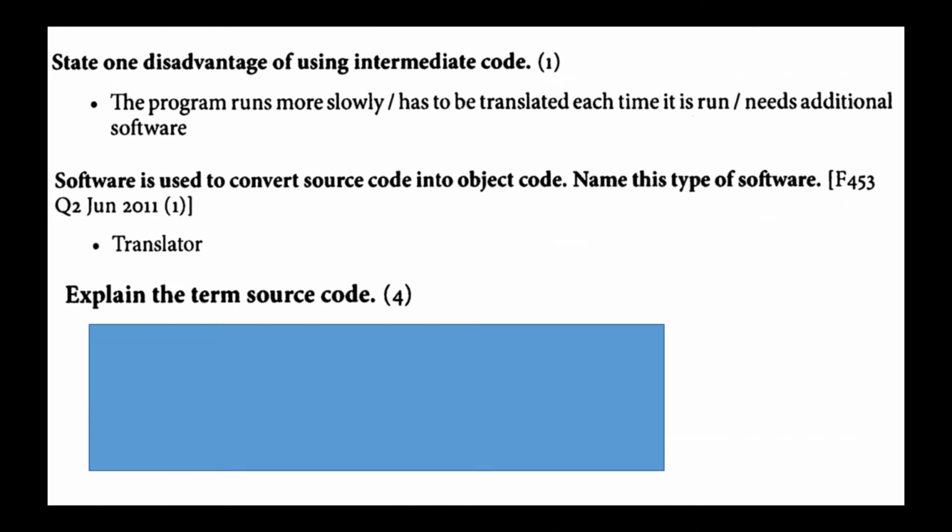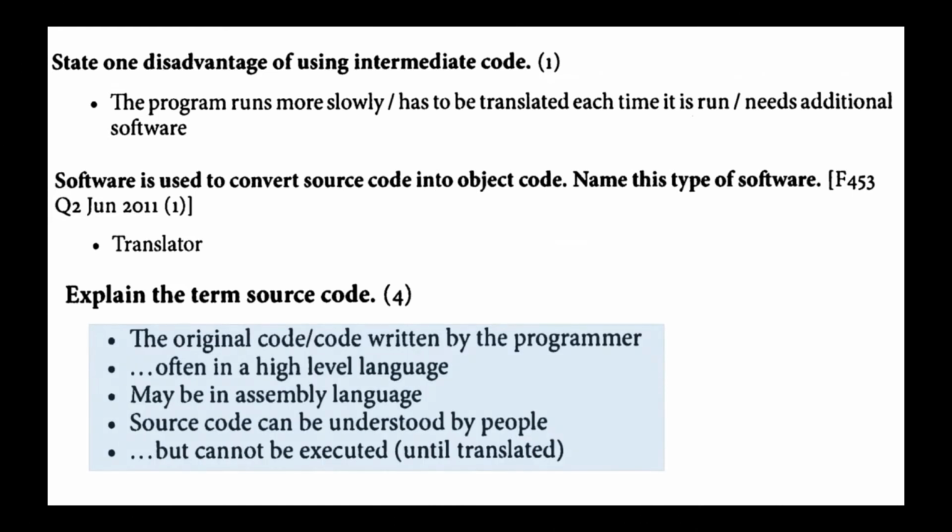Now, explaining the term source code is different from what is source code. What is source code is what it exactly is, but explaining the term source code is a bit more detailed. So it is the original code, or code written by the programmer, often in a high-level language. It may be assembly language. The source code can be understood by people, but cannot be executed until translated by the translator.